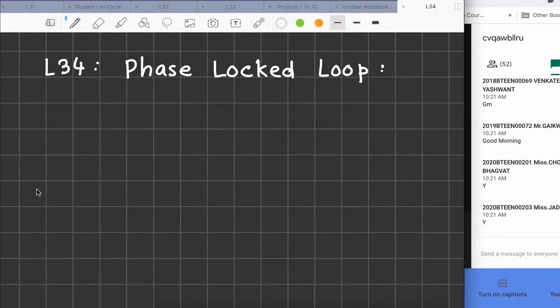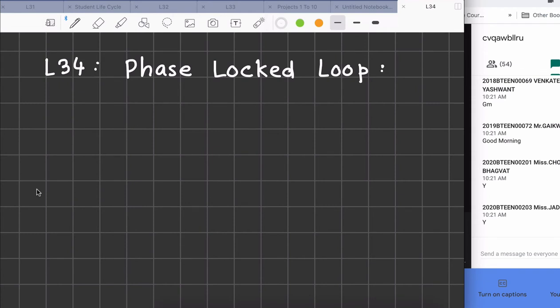So welcome to this class. Today we are going to discuss mainly the topic of phase locked loop and a small point of the power supply we will try to cover. A few more points of power supply will be taken up somewhat later, such as switch mode power supply.